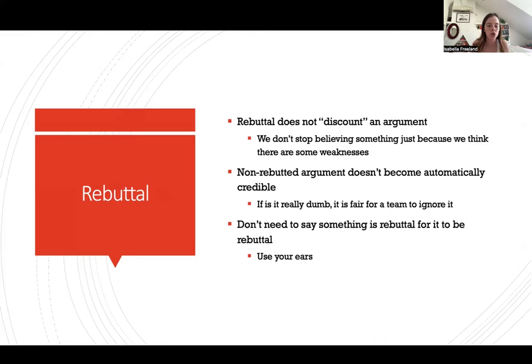And when you're giving the oral adjudication, you should always note all of the things that have been said, even if they've been responded to.